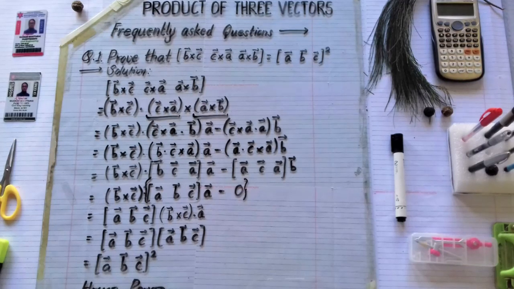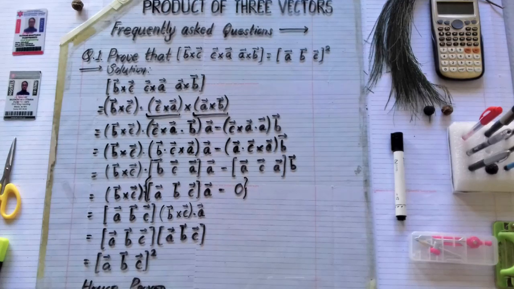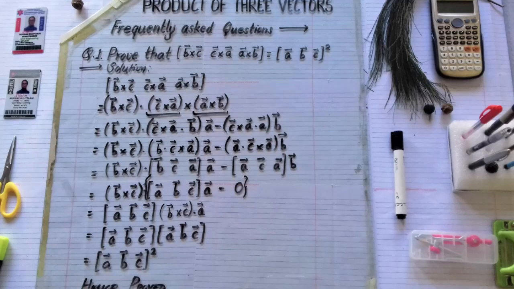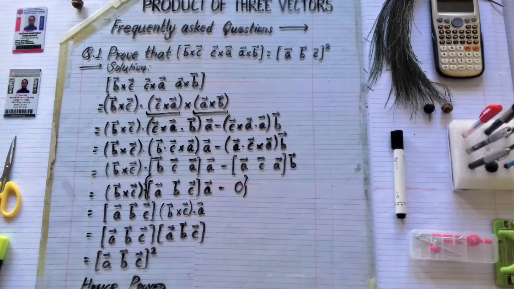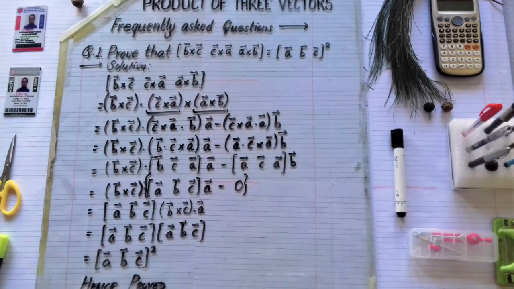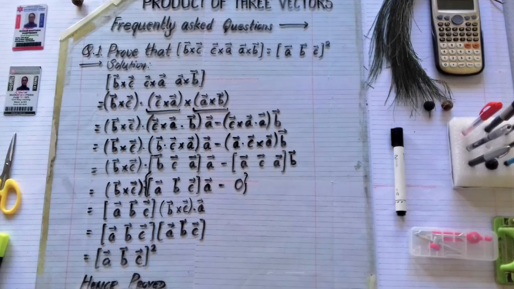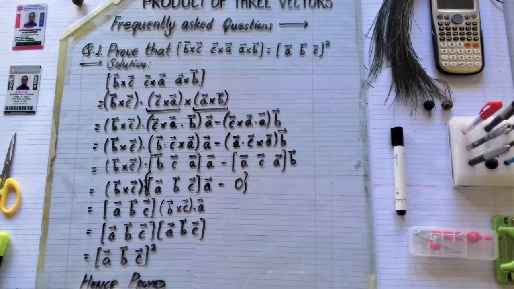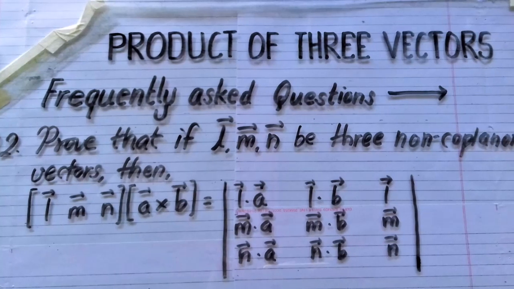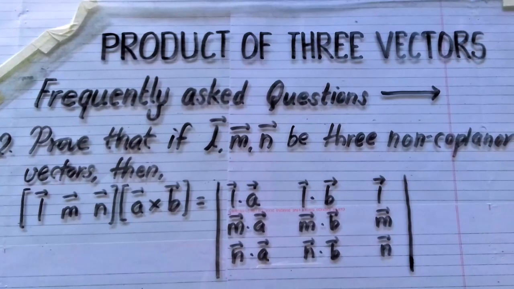Then we got the scalar triple product, and we wrote them in the big bracket notation. For the scalar triple products that included two similar vectors, we got 0, and for the remaining ones we arranged them and got the scalar triple product of vectors A, B, C raised to the power of 2. Question second: vectors L, M and N are three non-coplanar vectors and we have to prove this.